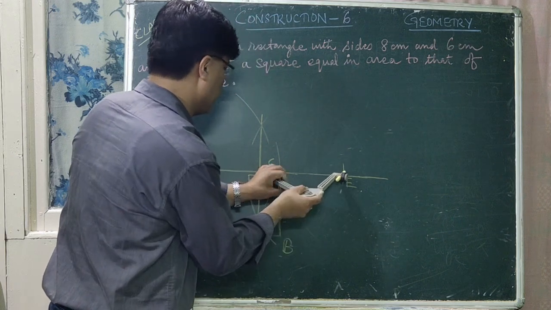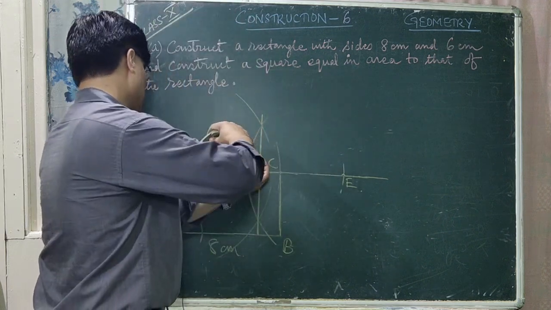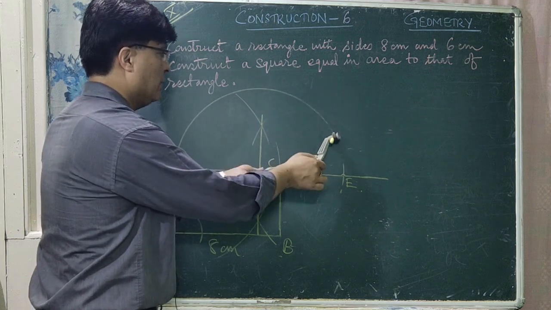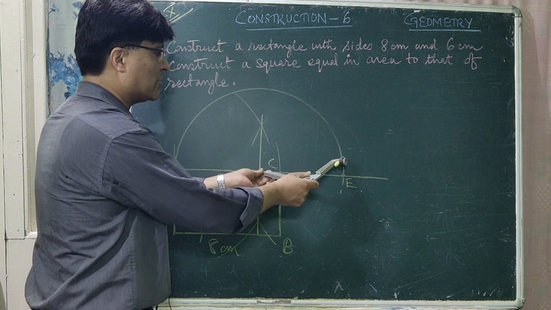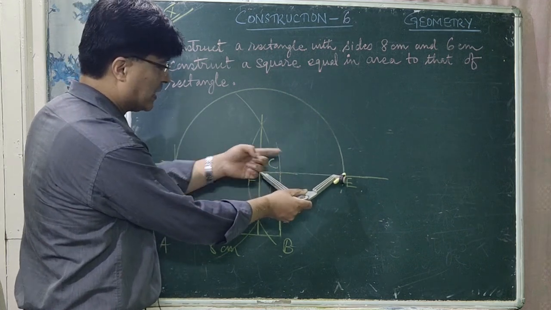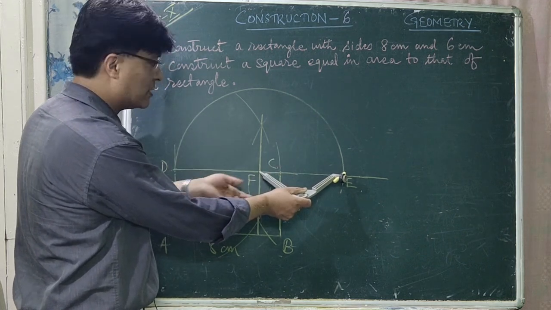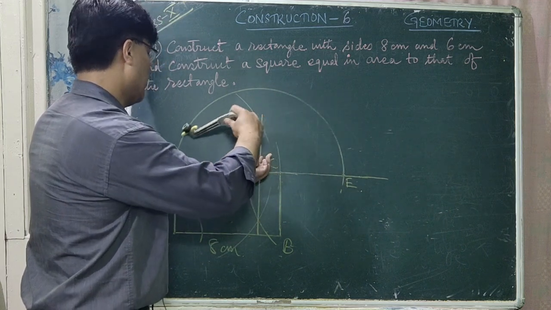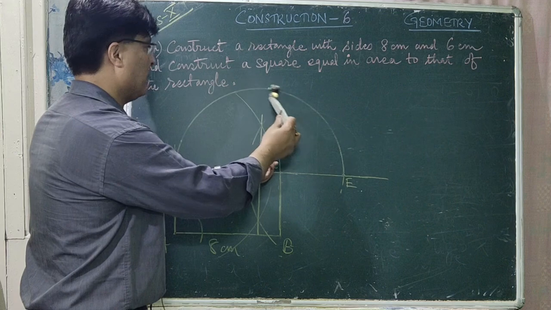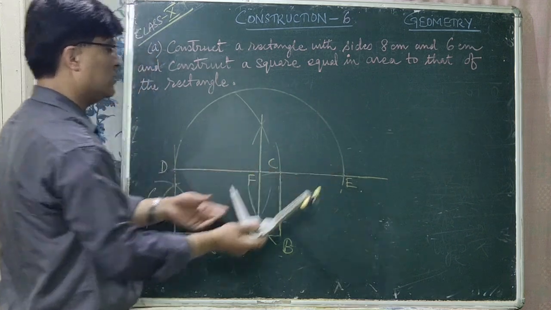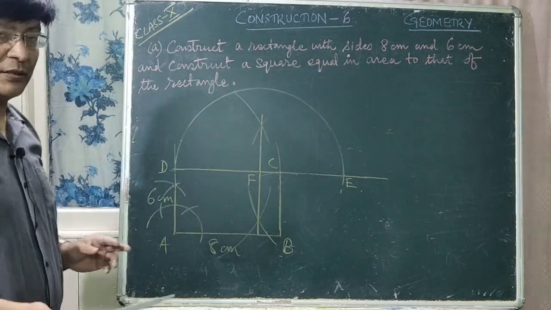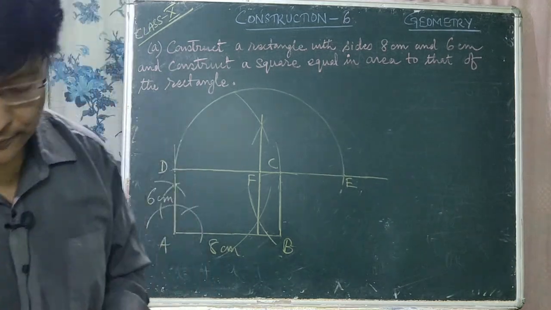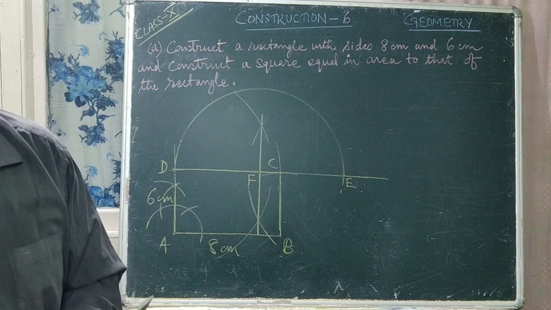So measure this FE as the radius of the semicircle, and draw a semicircle with F as the center and FE as the radius. So we have drawn a semicircle. Is that clear to all of you? Now what will you do?